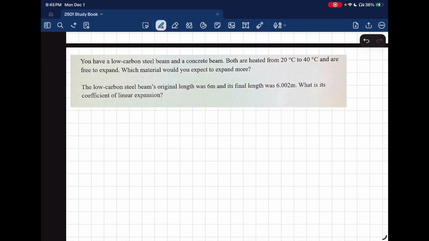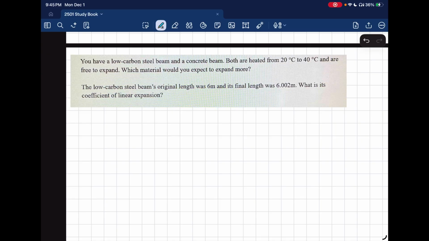Okay, so let's solve the problem of thermal expansion involving a steel beam and a concrete beam. So the first thing we're asked is, which material would we expect to expand more when it's heated from 20 degrees to 40 degrees Celsius, and they're free to expand. So basically this one's just kind of theoretical and understanding that steels typically have higher coefficients of linear expansion, and concrete would typically have lower ones. So we would expect the one with the higher coefficient of linear expansion to expand more.